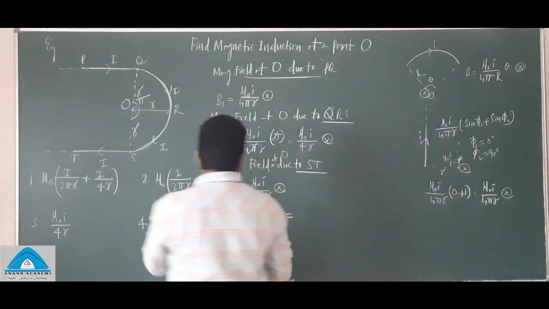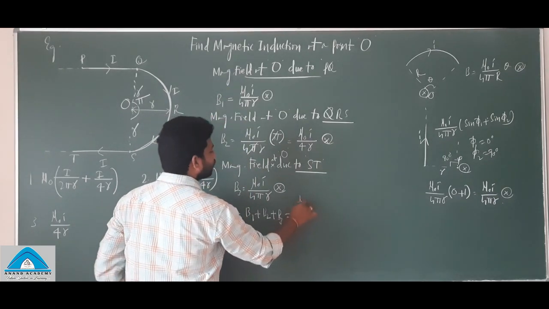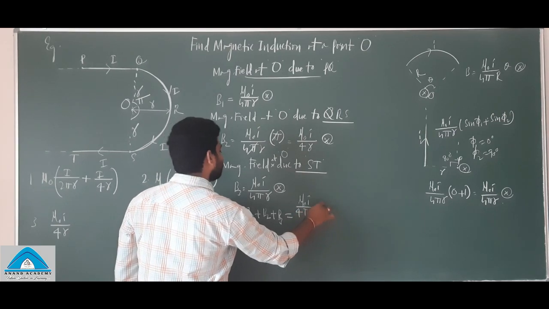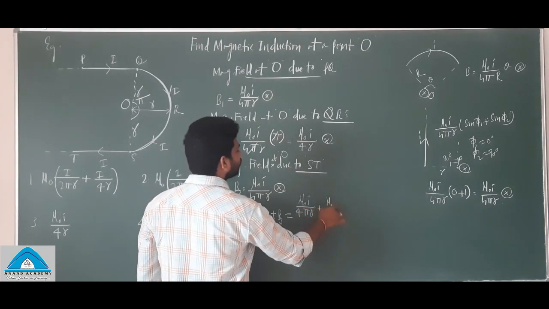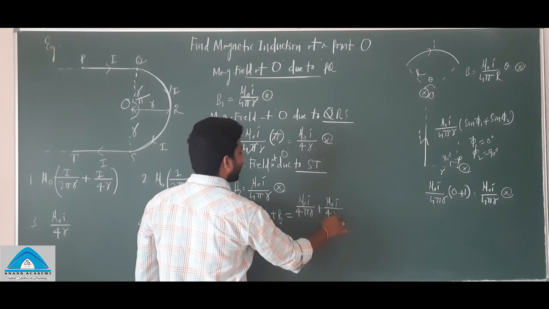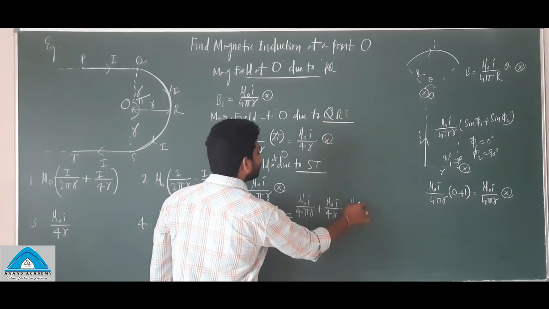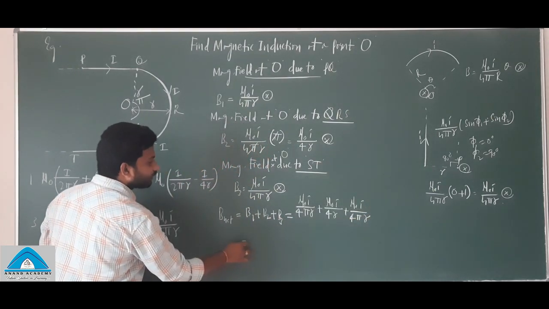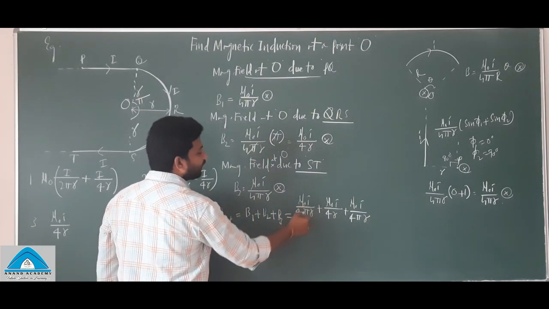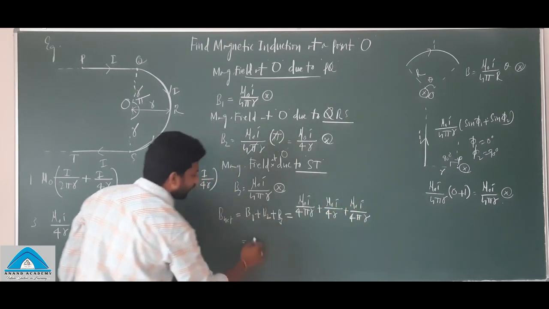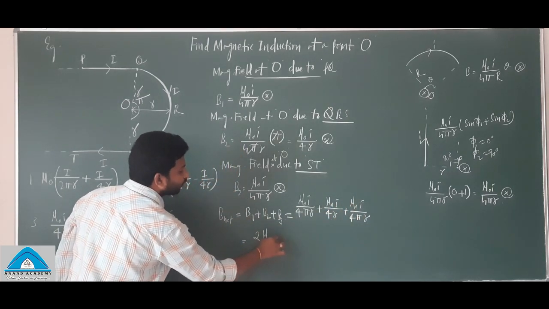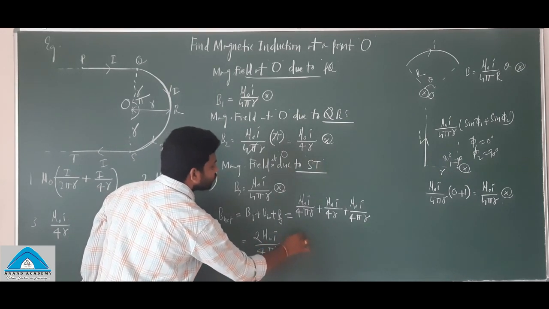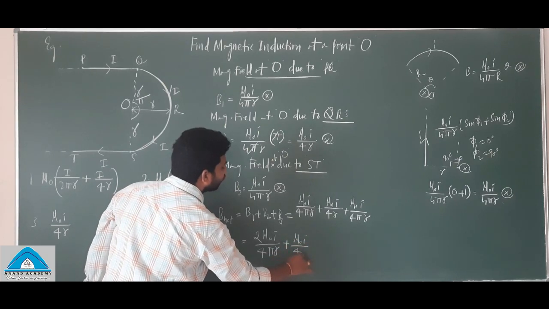Clear? Right. So B1 plus B2 plus B3: B1 is mu naught I by 4 pi r, plus B2 is mu naught I by 4 pi r, plus B3 is mu naught I by 4 r. So what can I write here? This mu naught I by 4 pi r, this is mu naught I by 4 pi r. So I can write 2 mu naught I by 4 pi r plus mu naught I by 4 r.